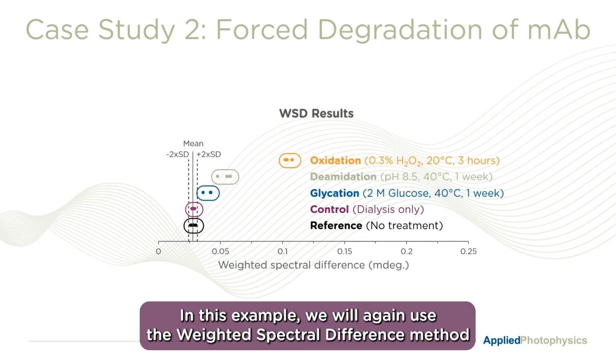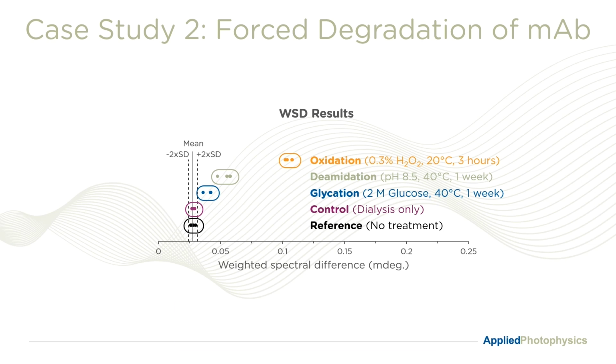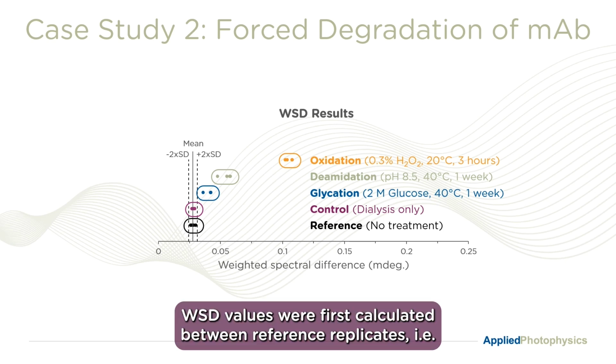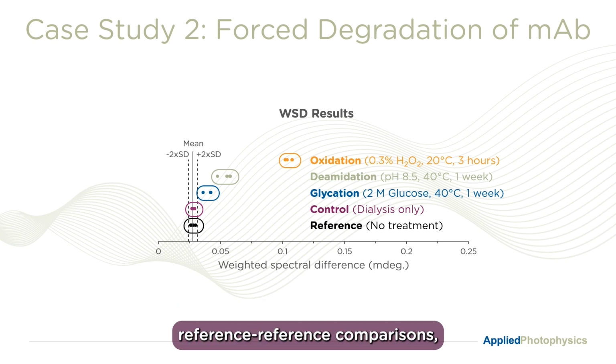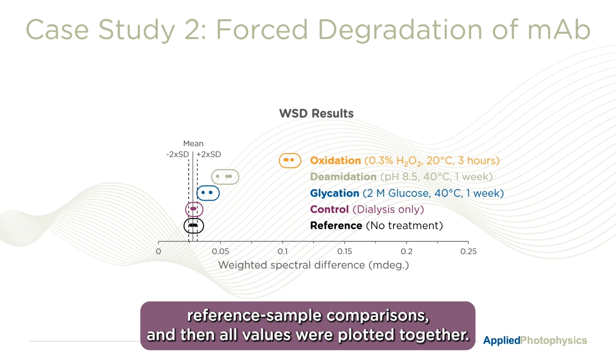In this example, we will again use the weighted spectral difference method for a comparative analysis to assess the similarity of any two spectra. WSD values were first calculated between reference replicates, i.e. reference-reference comparisons, followed by the reference versus individual sample replicates, i.e. reference-sample comparisons, and then all values were plotted together.